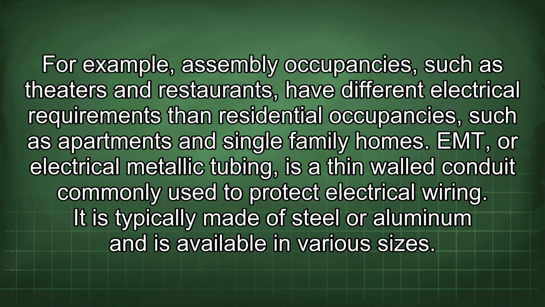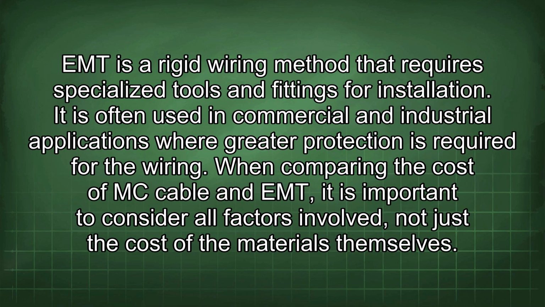EMT, or electrical metallic tubing, is a thin-walled conduit commonly used to protect electrical wiring. It is typically made of steel or aluminum and is available in various sizes. EMT is a rigid wiring method that requires specialized tools and fittings for installation. It is often used in commercial and industrial applications where greater protection is required for the wiring.